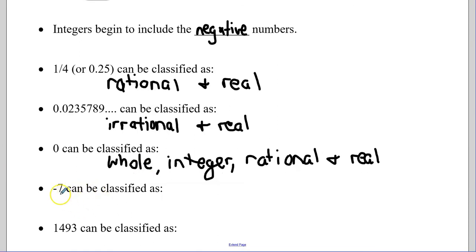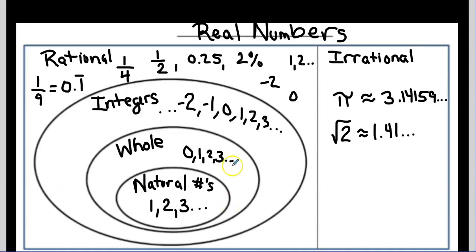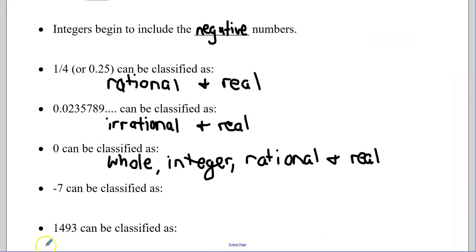Last two examples. -7 can be classified as, let's look back at our chart, -7, remember the negative numbers started coming about with the integers. So of course, -7 is going to live in the integer category. It's not whole, it's not natural, but it is inside of the rational family. It is also a real number. So for -7, it can be classified specifically as an integer, but also as a rational, and of course real.